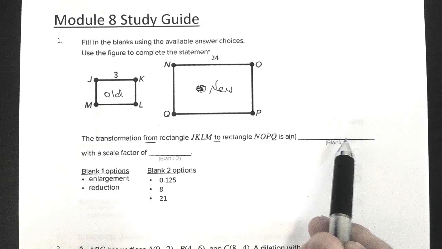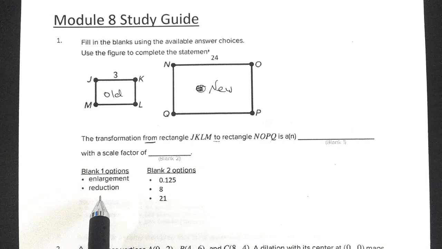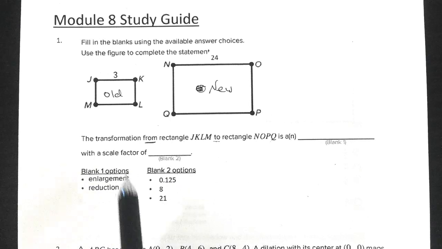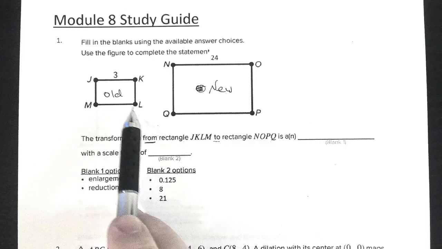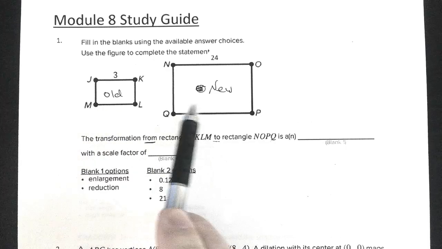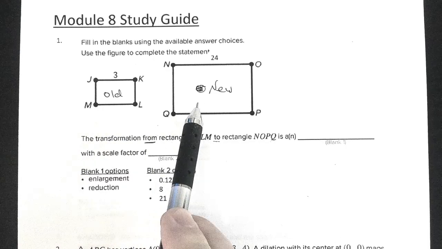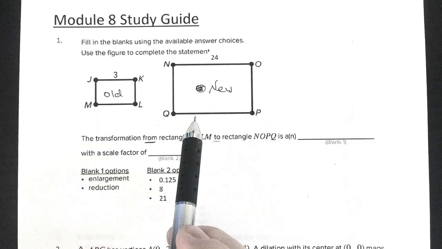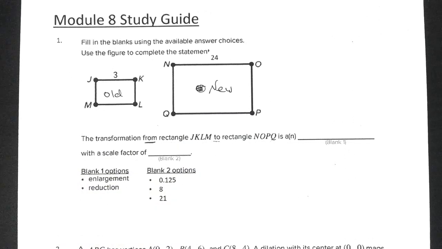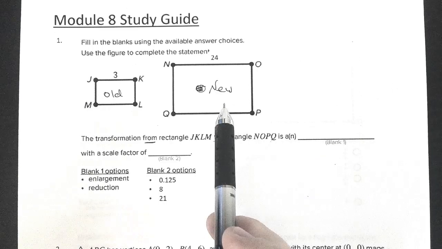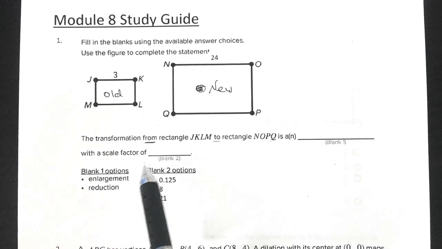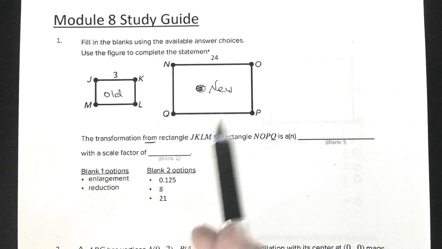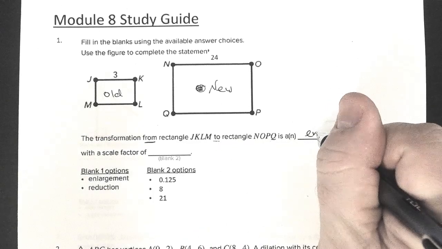NOPQ is a blank. We got enlargement or reduction, and a scale factor of blank. So old to new. Did we get bigger or did we get smaller? Obviously, this is bigger. Even though if you've watched me before or if you're in my class, you know that we don't make assumptions, this is the only time I let you. This is bigger than this. Bigger, also enlargement, same thing. So it is an enlargement.